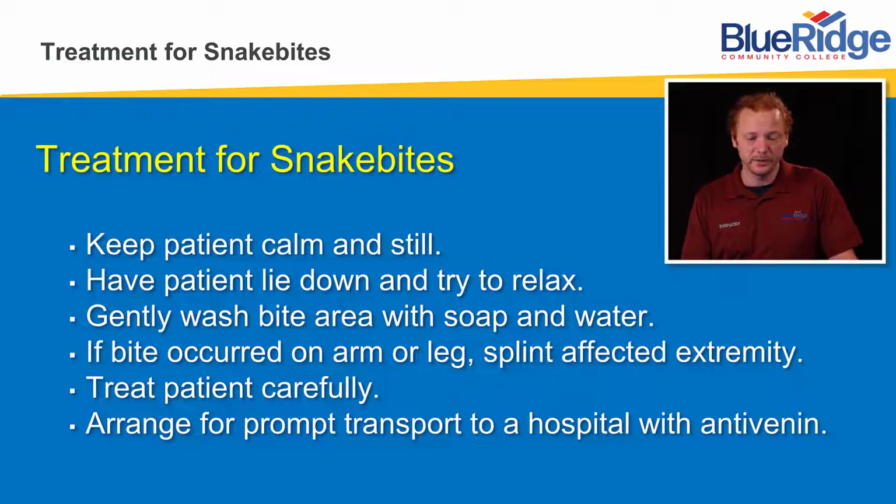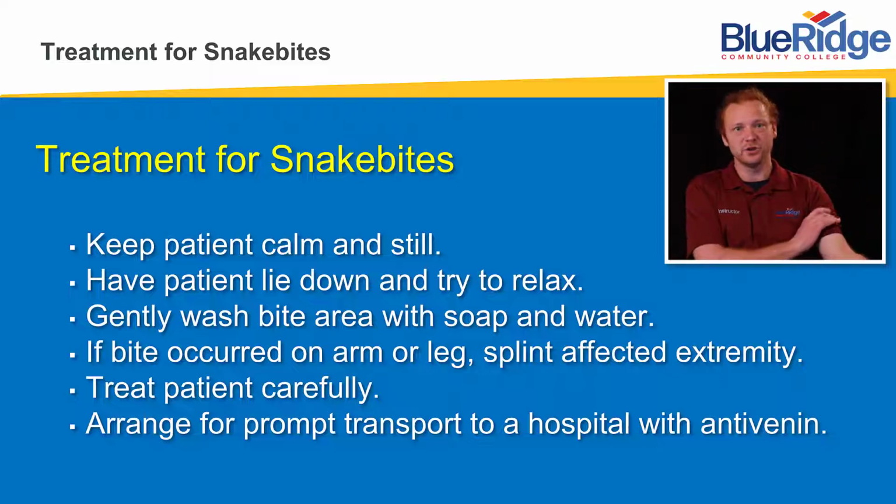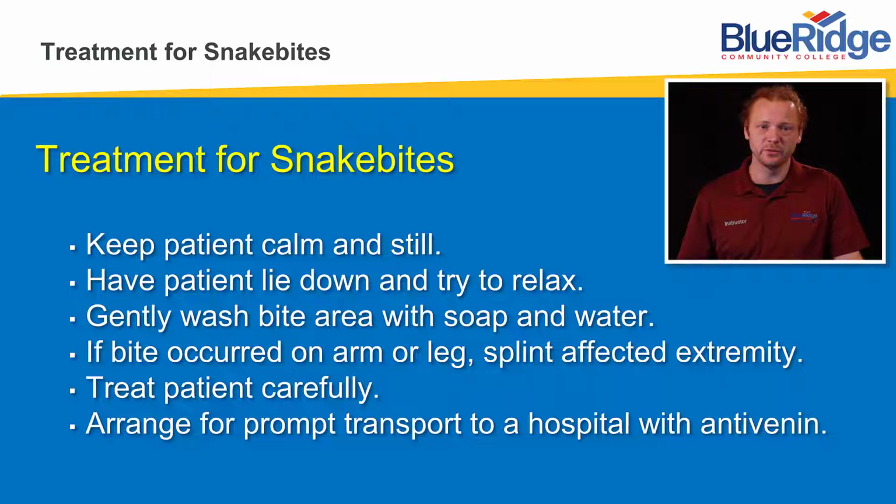Field treatment for a venomous snake bite is basically the same treatment for shock. Keep the patient calm and still, have the patient lie down and try to relax as best they can. Gently wash the bite area with soapy water, gently. If the bite occurred in the arm or leg, splint the affected extremity loosely to decrease movement. You don't want to cause any constriction with your splinting process. And place the splinted extremity below the patient's heart to decrease the absorption of venom. Treat the patient carefully and arrange for prompt transport to the hospital or a medical facility.